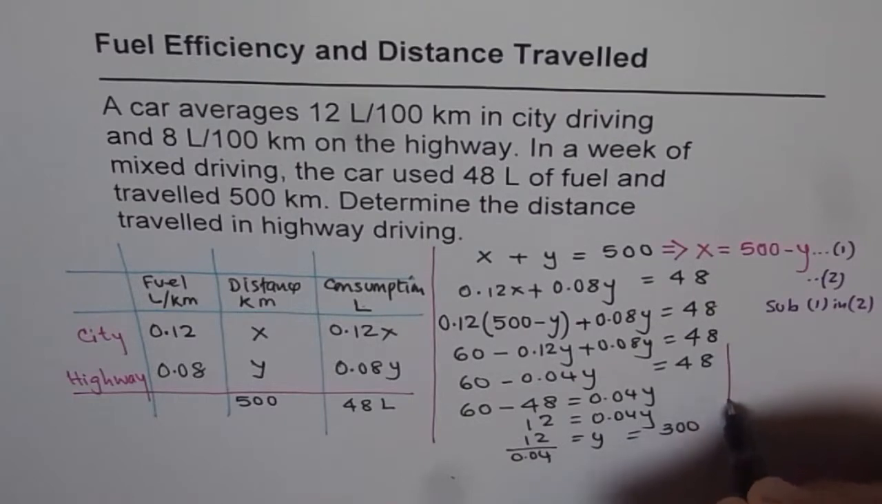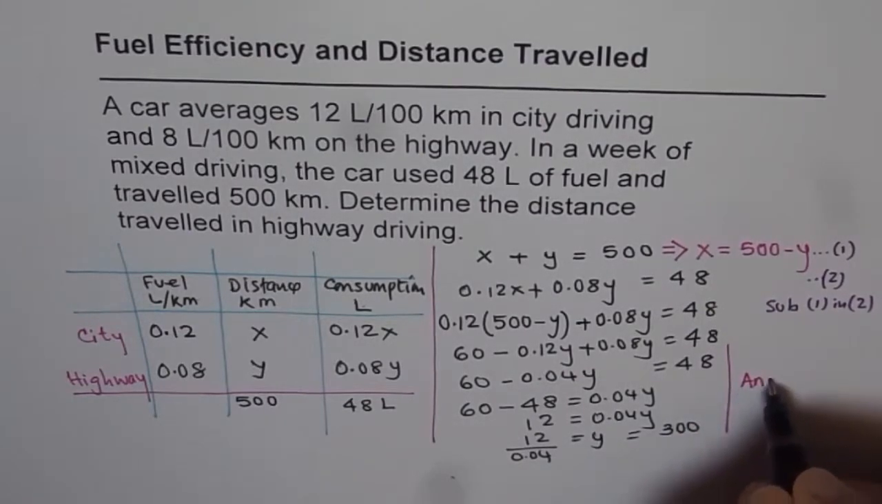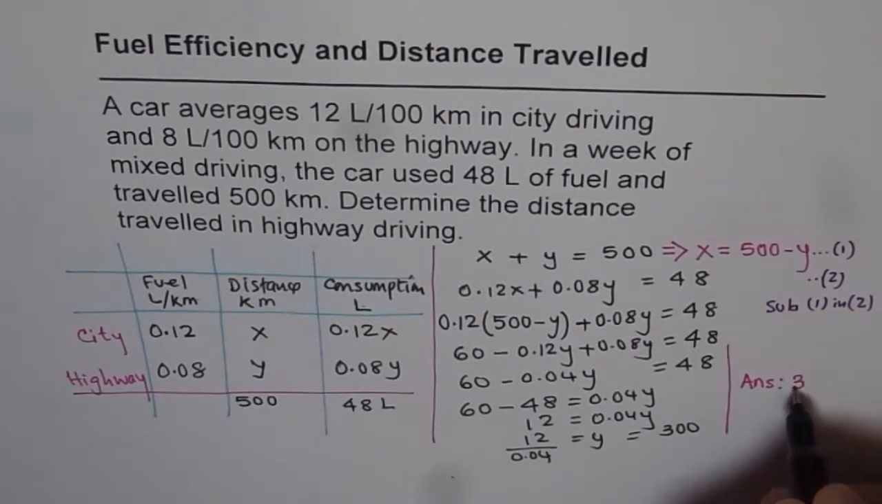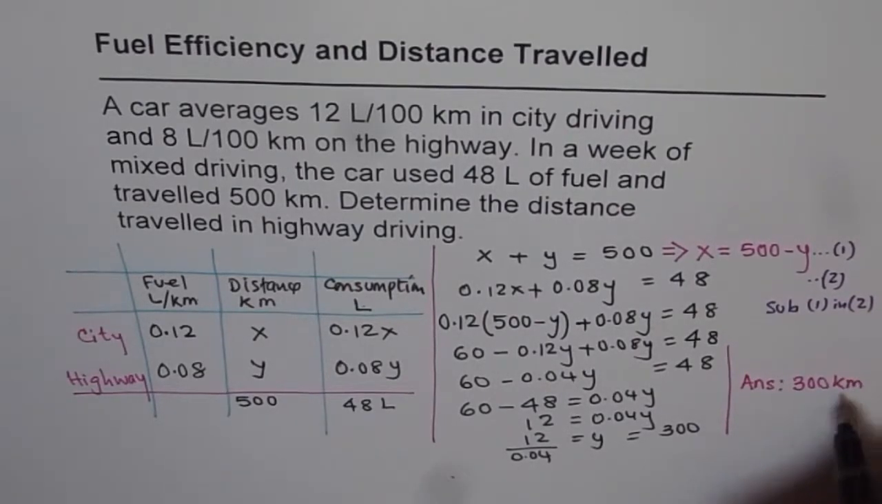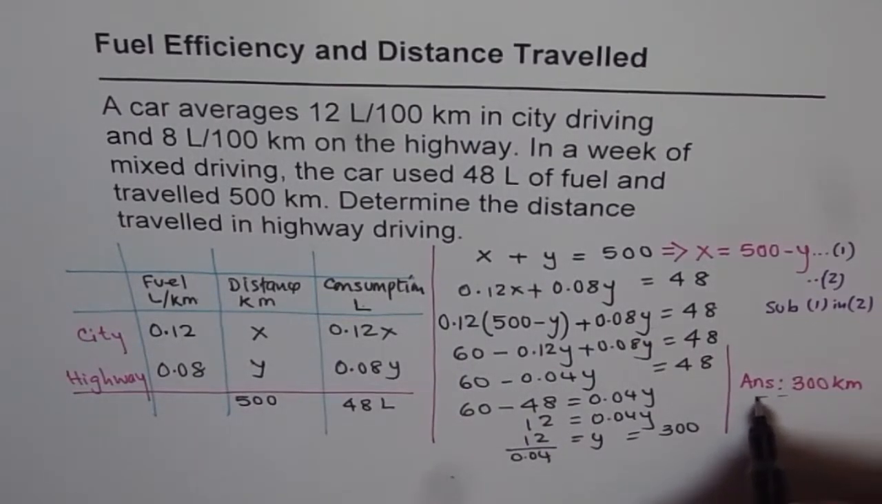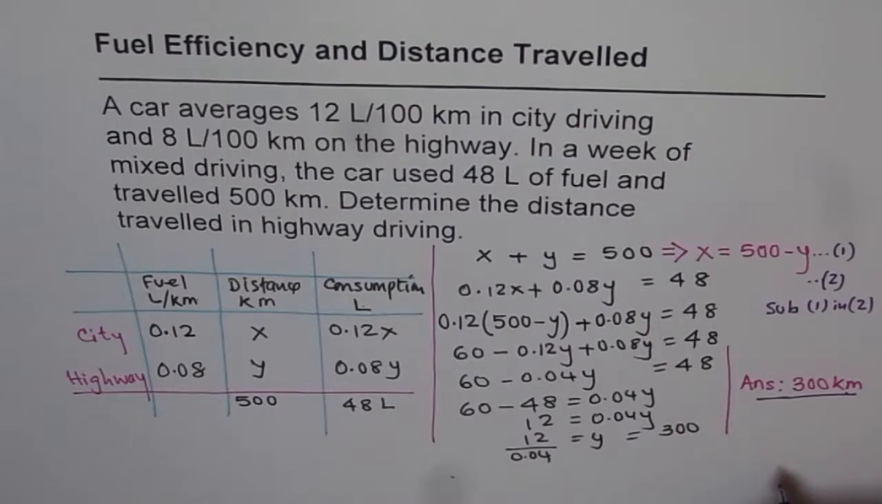So that is how you can get your solution. You can write down your answer, and the answer is: on the highway, it traveled 300 kilometers. Always remember to write a complete sentence. I'm running out of space, so I'm not writing it here, but you should write: distance traveled on the highway is 300 kilometers. Don't forget the units.